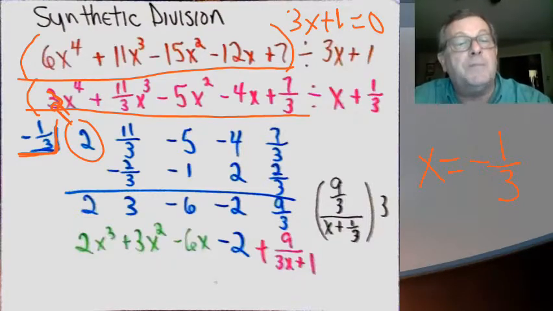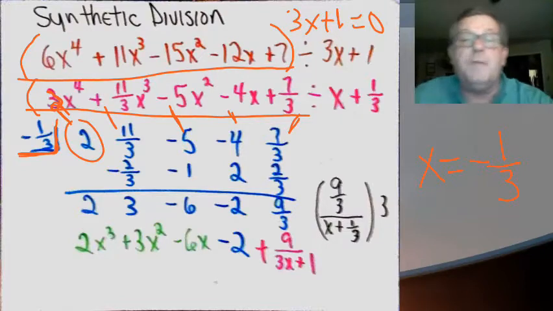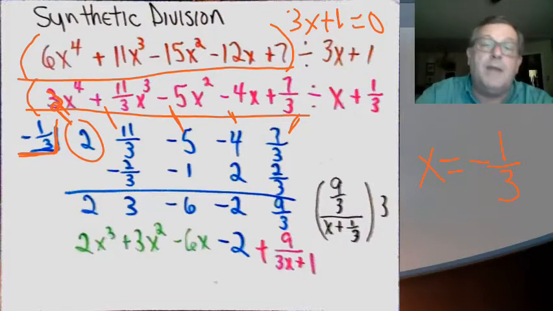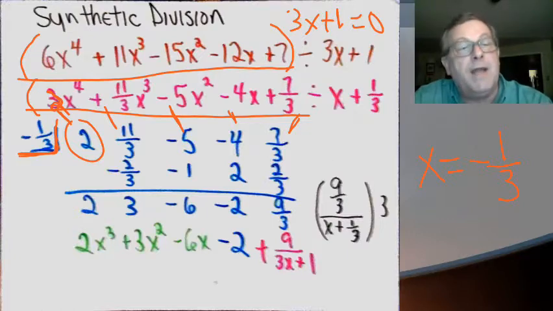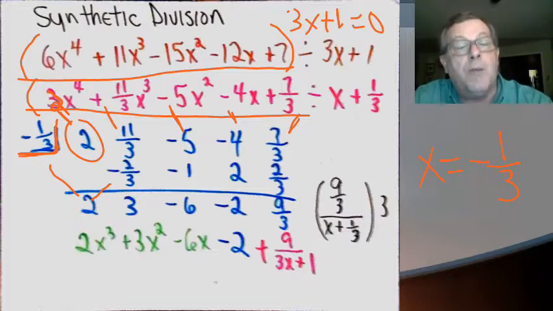And so here I bring down my coefficients. I'll bring my 2 from here, my 11 over 3 here, my minus 5 to here, my minus 4 here, and my 7/3 here. And so again, we're going to multiply and add. So I've got negative 1/3 times 2. That gives me negative 2/3. Add that to 11/3. Well, that's 9/3, which is 3. I'm going to multiply negative 1/3 times 3. Well, that gives me negative 1. Negative 5 and negative 1 is negative 6.